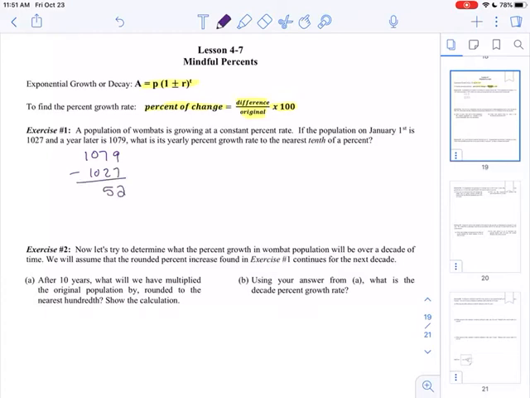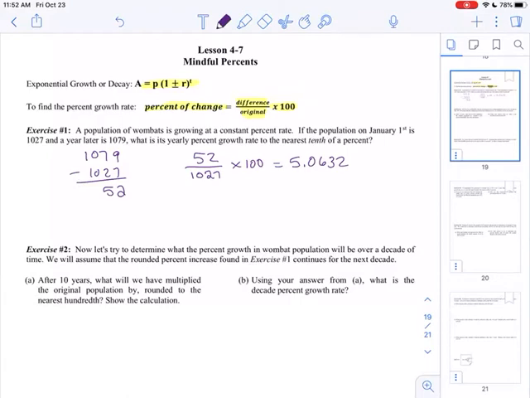So I want to find the difference. I'm going to take 1,079 and subtract 1,027. That gives me an increase of 52. The difference goes on top, over the original. The original was 1,027, and I multiply it by 100. That whole thing goes into my calculator.